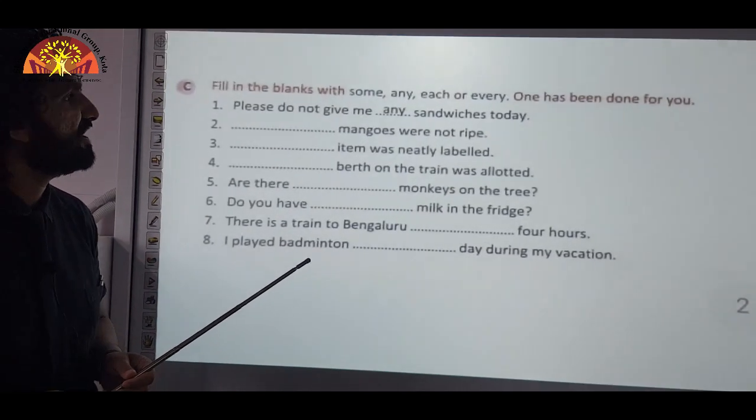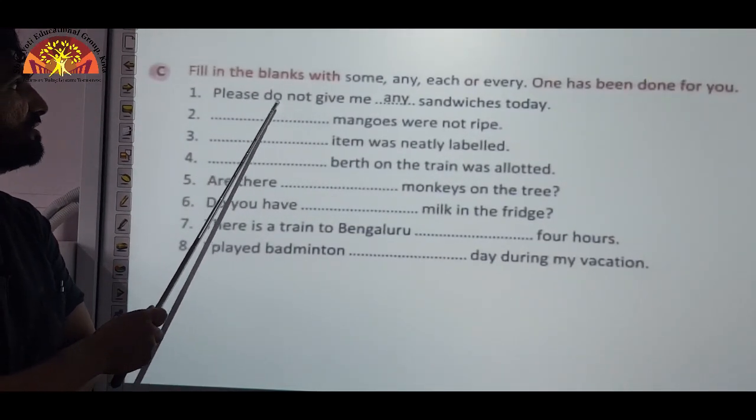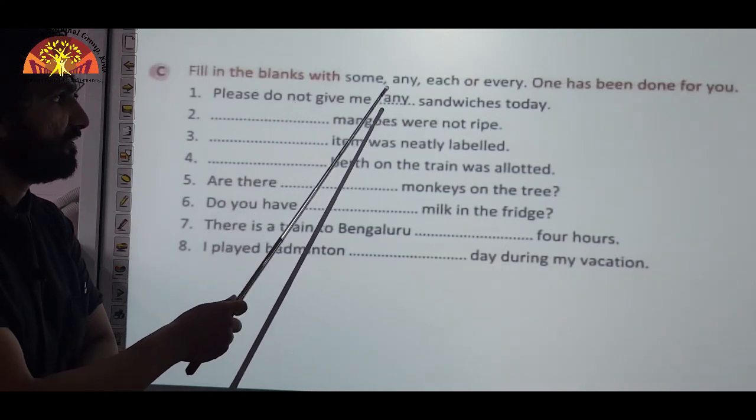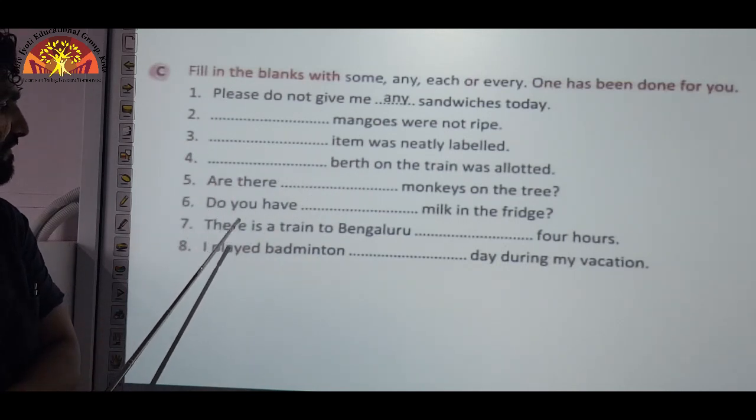Please do not give me any sandwiches today. So it is a negative sentence: not, do not, any. Okay, so you are going to have to do it on your own. I'm going to do the last one for you.